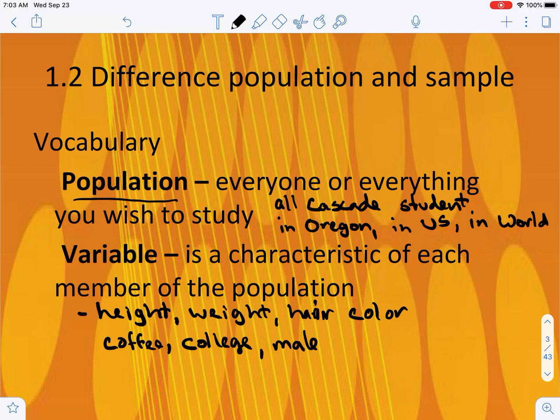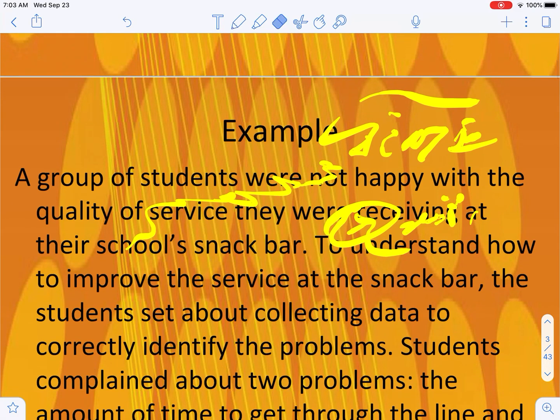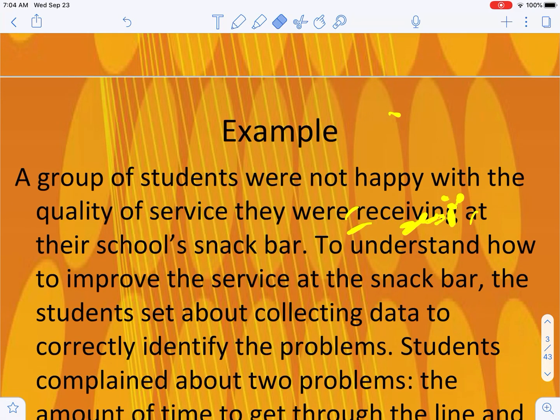A variable is just what do we want to study? What do we want to look at? What are we interested in? As we go through, we could go through some examples of different things.